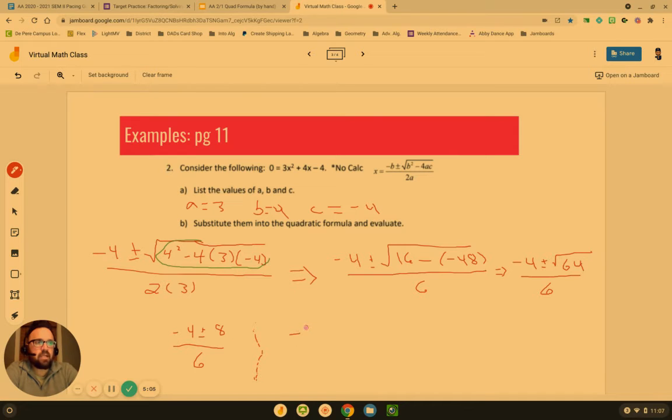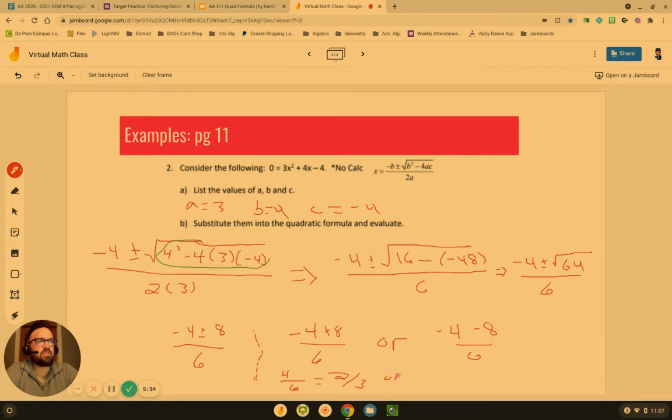and show that we have to solve this twice. Negative 4 plus 8 all over 6, or negative 4 minus 8 all over 6. And then we're going to solve each one separately. Negative 4 plus 8, that's 4 over 6, or 2/3.